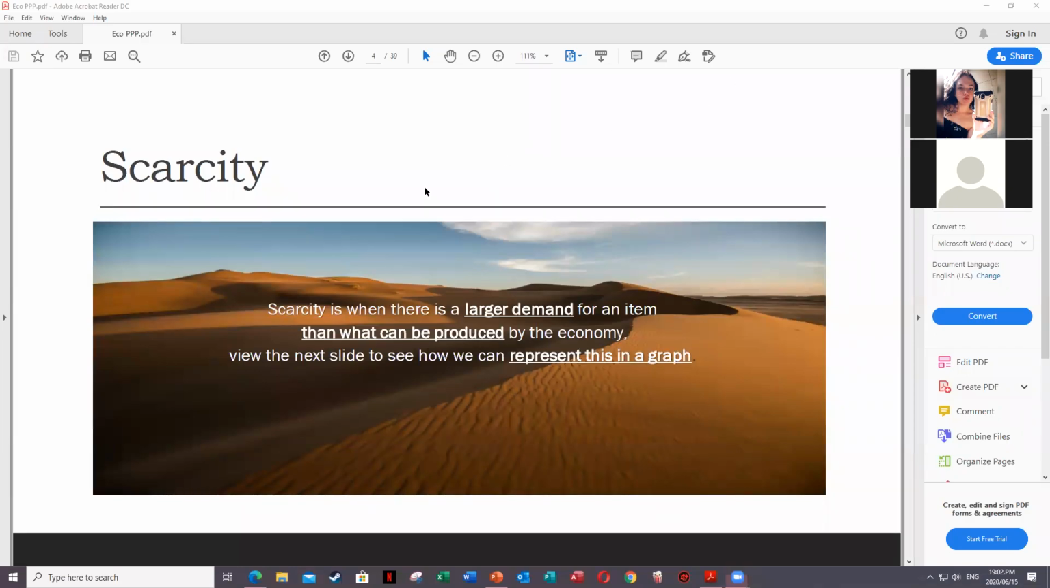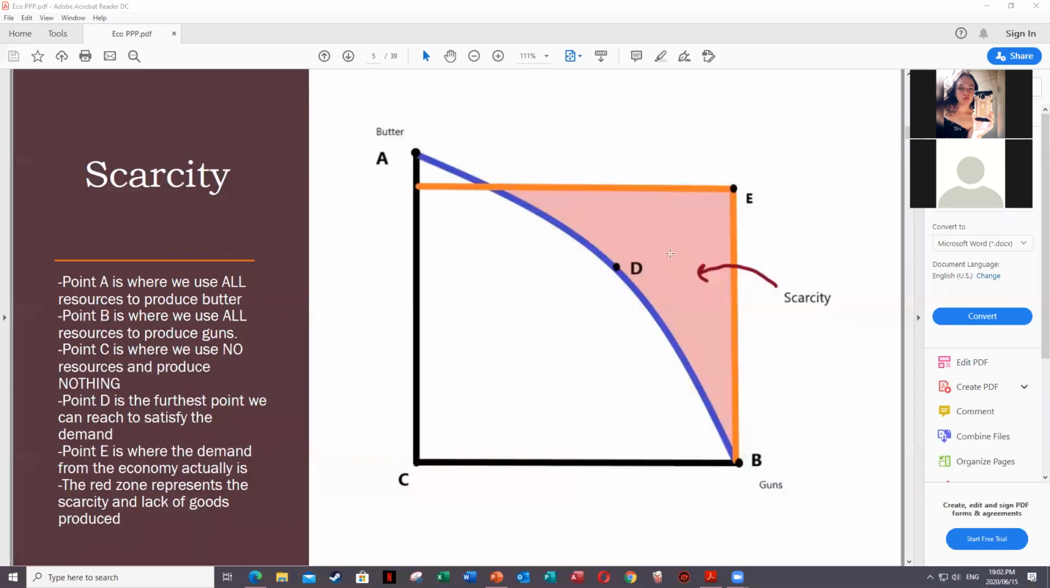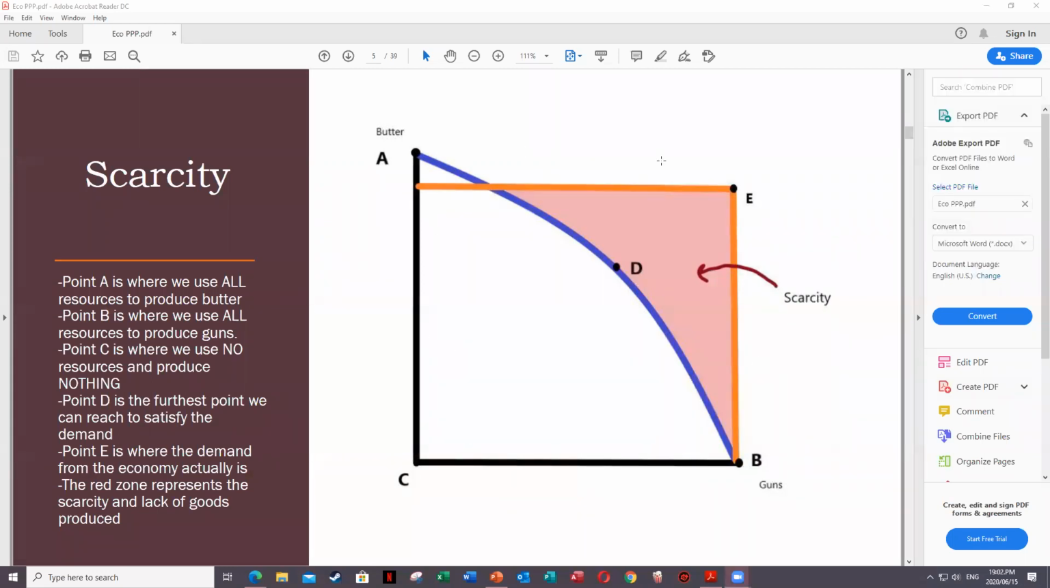And we'll look at the next slide just to see what that's about. So here's scarcity at its most basic. Let's just pretend we're in a society where we only need two things to live. There's only two things we need to produce: one is butter and one is guns. I'm sure you've heard about butter and guns before.